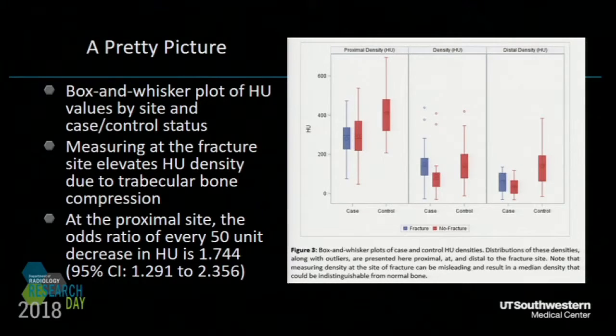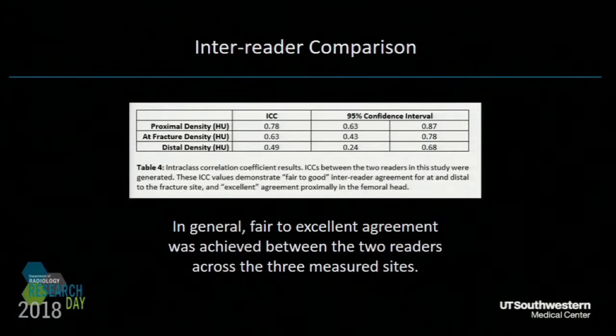So if you're trying to document a bone insufficiency, perhaps sampling at the site of the fracture is not the ideal location. In fact, it might be smarter to sample proximally or distally, particularly in this case for the femoral fractures, proximally where we expect the bone to be densest, i.e. in the femoral head. And actually, we did a little bit of statistics and calculated that in the femoral head, for every 50 Hounsfield unit decrease that was observed in the bone density, the risk of fracture, the odds ratio, increased by 74.4%.